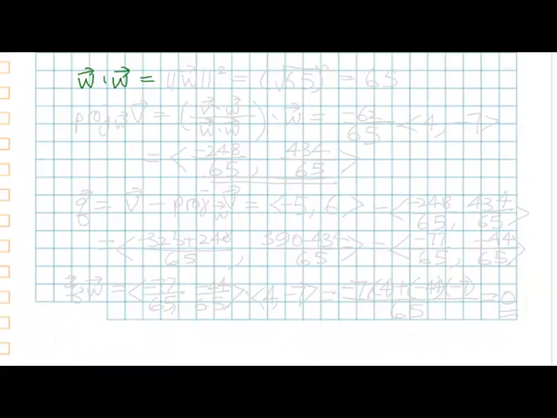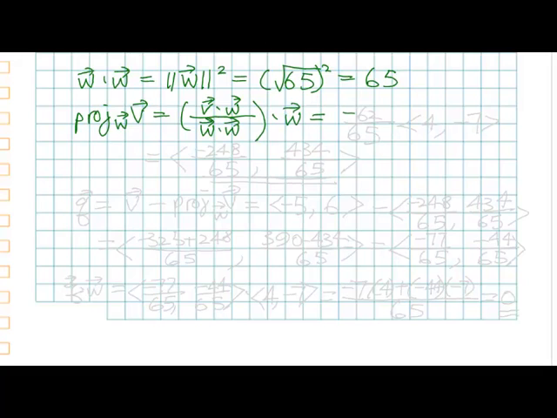Vector w dot itself equals the magnitude of vector w squared, which is the square of the square root of 65, that's 65. The orthogonal projection of vector v onto vector w equals vector v dot vector w over vector w dot vector w times vector w. That is negative 62 over 65 times 4, negative 7. Using the least common denominator, we have negative 248 over 65, 434 over 65.